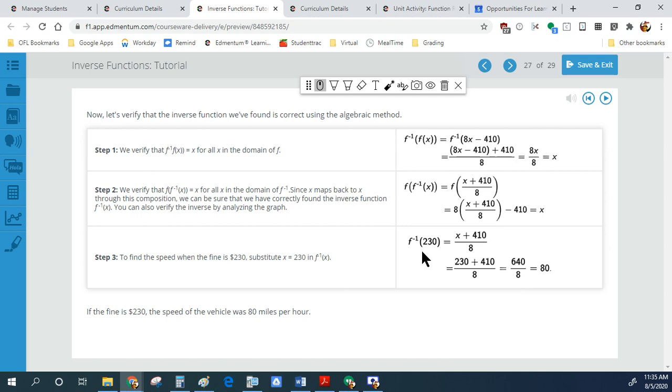So here what they're doing is now they're going to plug in her ticket and figure out how fast she was going. So she was going 80 miles an hour. So she was like booking it.